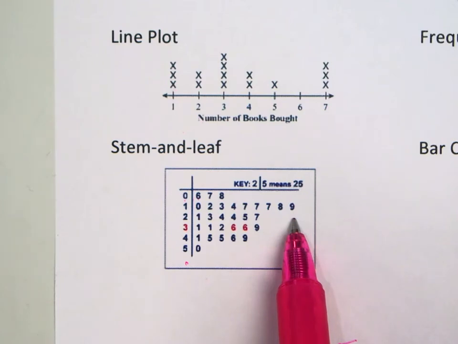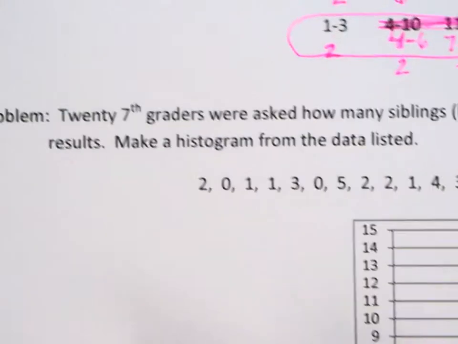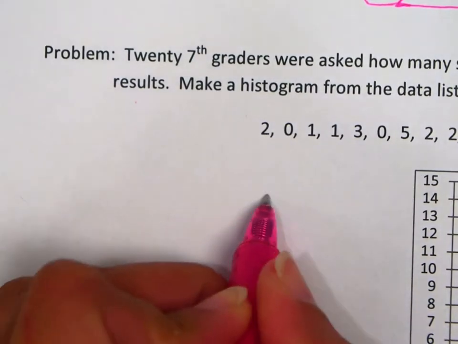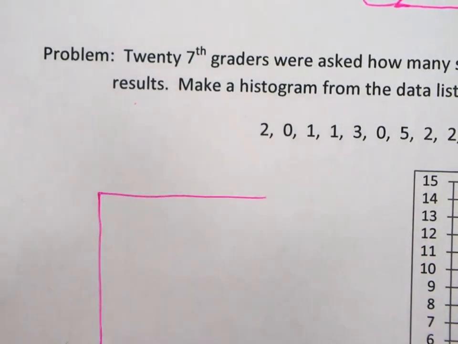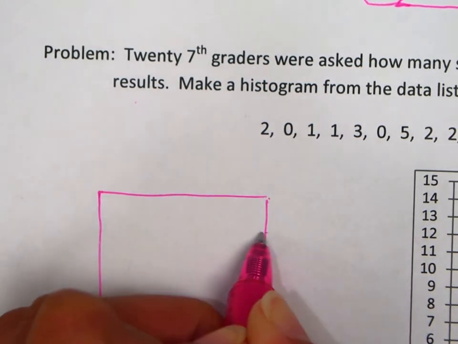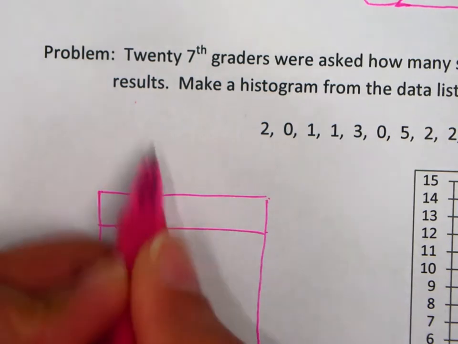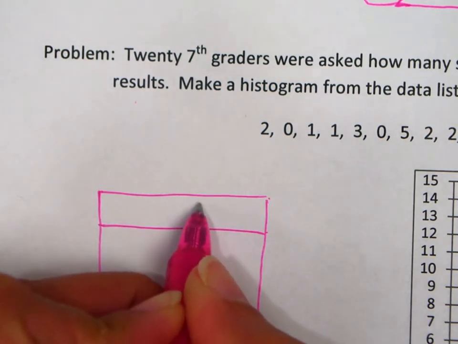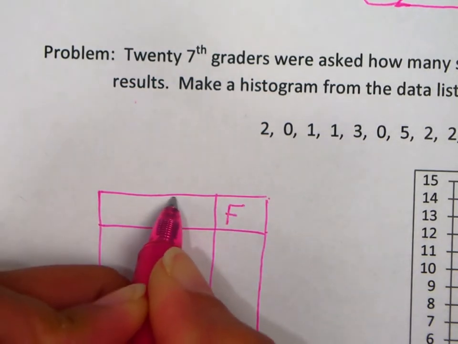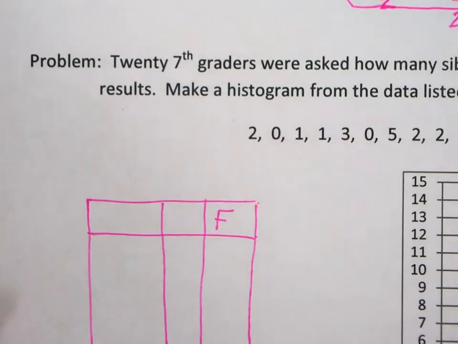And that's the hardest part with histograms, is finding a range that's equal using the data you're given. So the best way to do it is to make a frequency table. A frequency table is simply a count of how much information you have. So we need to know the frequency, and we're going to do some tallies.